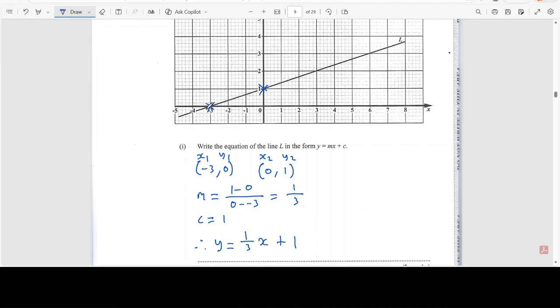Right, what I need to do here is pick any 2 points. I pick this point and this point. We could have picked this point here. We could also pick this point here. And we'll still get the same answer, right?